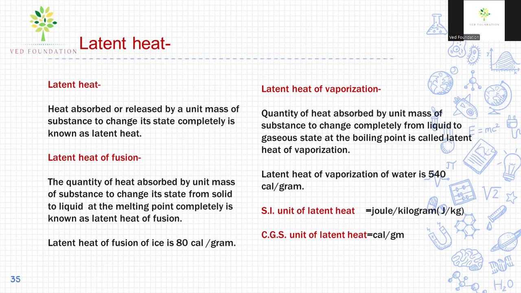Next, latent heat of vaporization. Quantity of heat absorbed by a unit mass of substance to change completely from liquid to gas at the boiling point is called latent heat of vaporization. Liquid absorbs heat to convert into gaseous state, and this heat absorbed by liquid is called latent heat of vaporization. Latent heat of vaporization of water is 540 calorie per gram. SI unit of latent heat is joule per kilogram and CGS unit is calorie per gram.